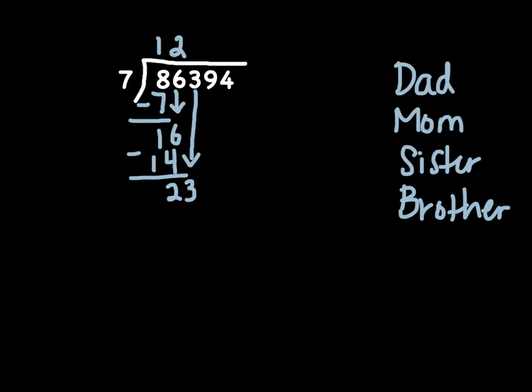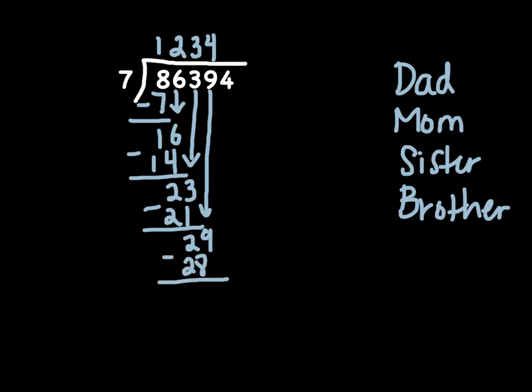7 goes into 23 3 times. 3 times 7 is 21. Once we subtract, we bring down the next number. 7 goes into 29 4 times. 4 times 7 is 28. Subtract, and then bring down the last number, which is a 4. 7 goes into 14 twice, and 2 times 7 is 14. A remainder of 0. No other numbers to bring down, so our answer is 12,342.